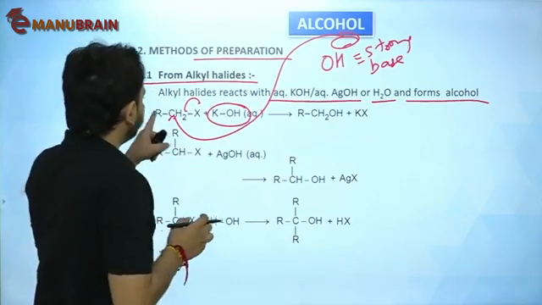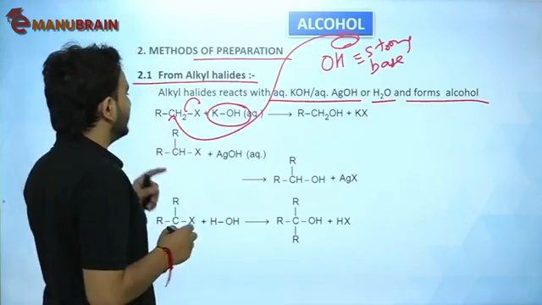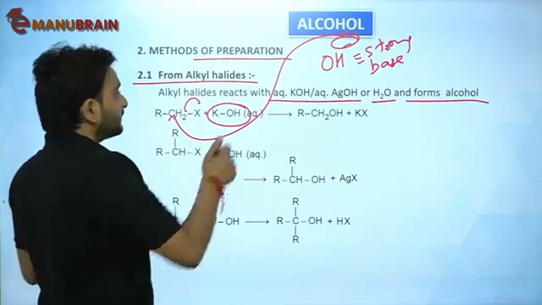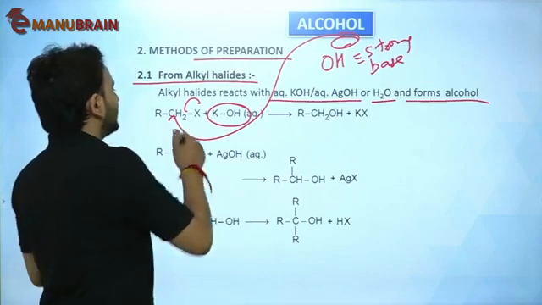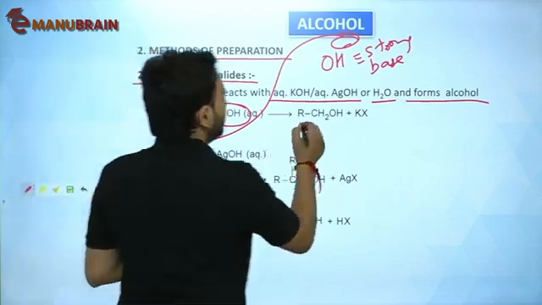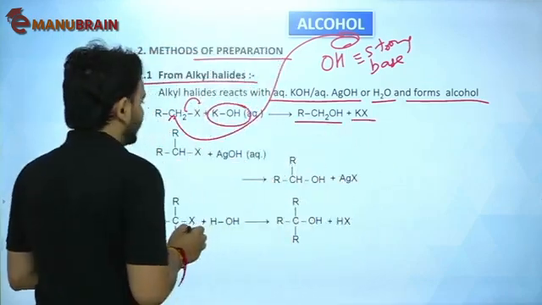For example, this is a 1 degree alkyl halide. Even though OH minus is a strong base, it will undergo an SN2 mechanism, but that is a different thing. It will displace this X and form RCH2OH, and KX will be formed.